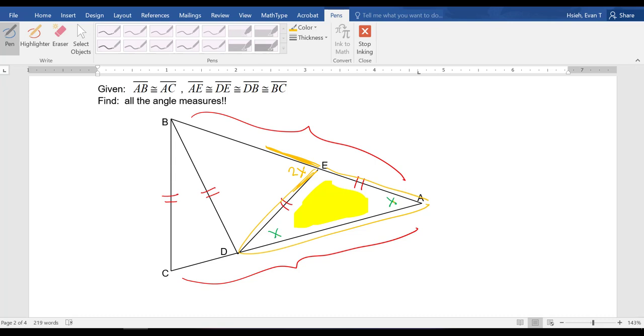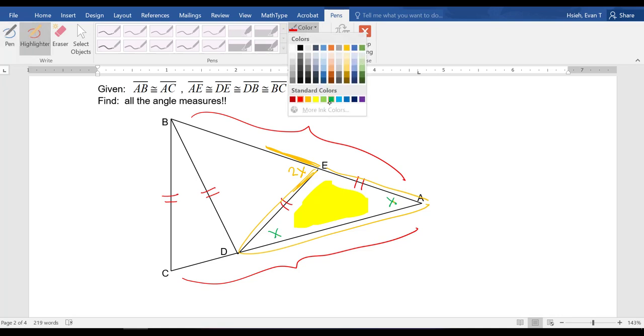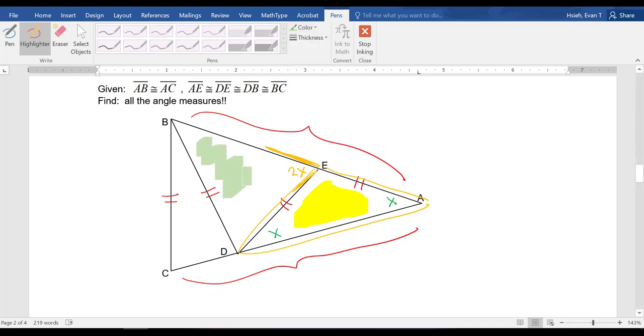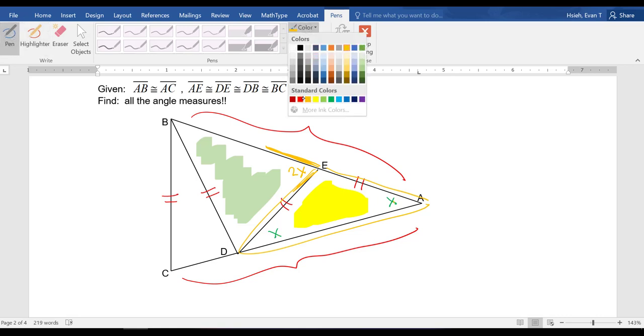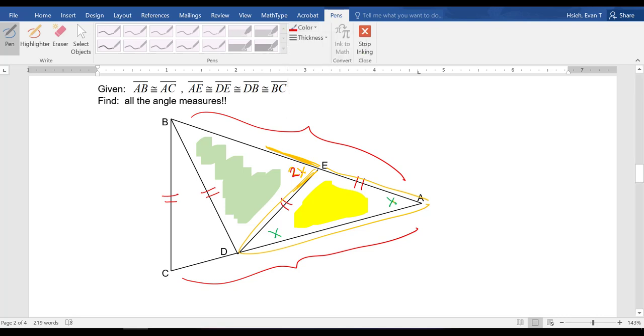Now, bring your eyes over to the next triangle here, and that triangle is also isosceles. So that means that if this is 2x, then this down here also has to be 2x. Those are both base angles of an isosceles triangle if you flip the sheet of paper over.